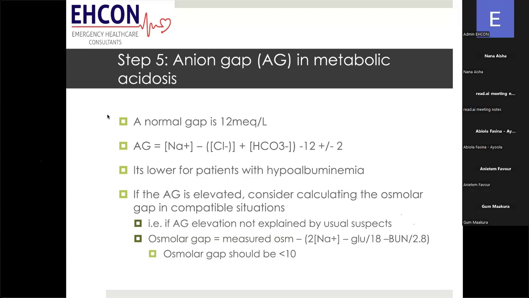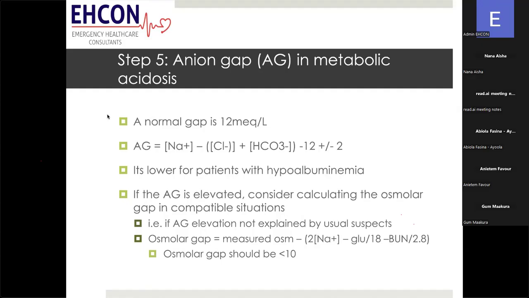And so the way to calculate the anion gap is to use this formula where the concentration of sodium is subtracted from the result of the chloride plus the bicarb. So sodium minus, in parentheses, chloride plus bicarb, and then plus or minus 2 is the formula. And you're expecting something around 12.